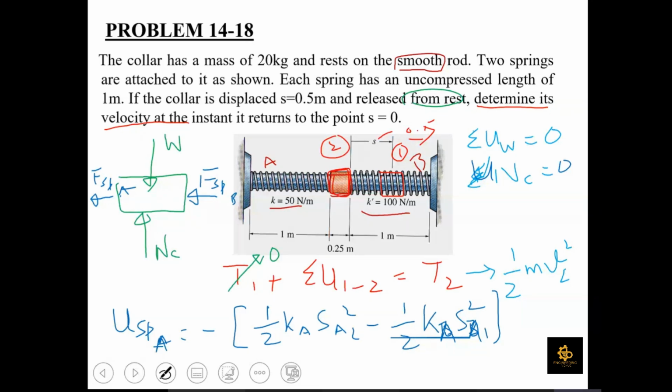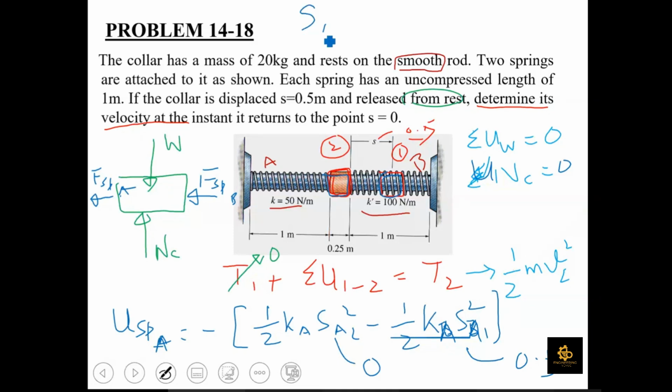At position 1, which is this position shown to you here, spring A जो कि left side पे है वो अपनी unstretched position से कितना displace हुआ हुआ है? 0.5. और at position 2 spring A अपनी unstretched position से कितना displace हुआ हुआ है? 0. So it means that SA1 is going to be 0.5 and SA2 is going to be 0.